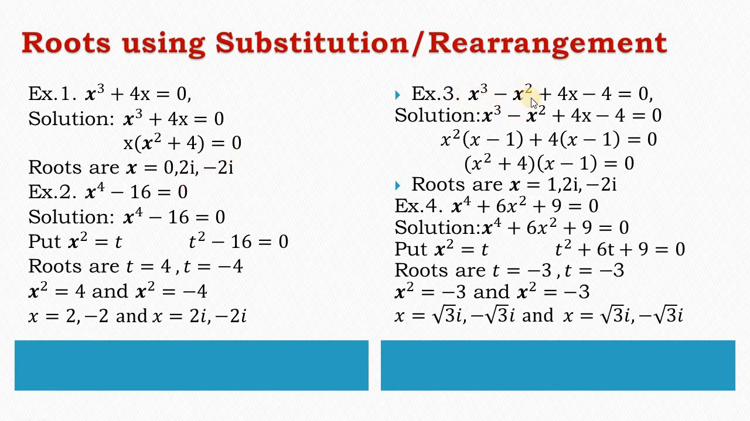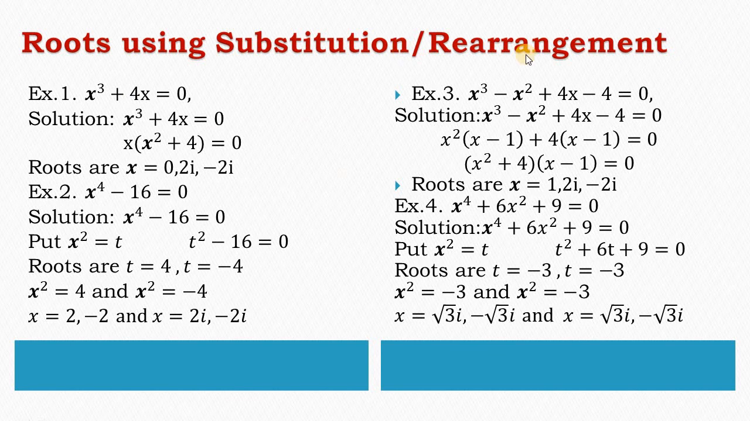Another one: x cube minus x square plus 4x minus 4 is equal to 0. So here you can take something common. In the second two terms, 4 is common. In the first two terms, x square is common. So when I take x square common, x minus 1 is remaining. In the next two terms, when I take 4 common, x minus 1. Again I take x minus 1 outside. What is remaining? x square plus 4. And I can find the roots of this: x square plus 4 means 2i, minus 2i. And x minus 1 is a factor, so the corresponding root is x equal to 1.